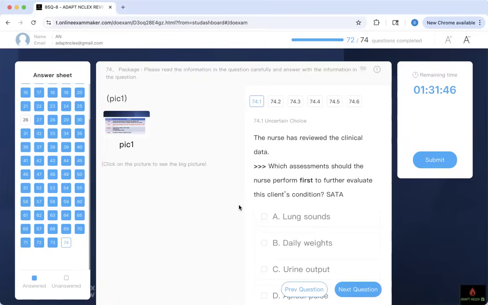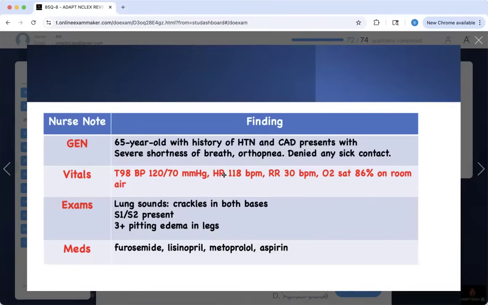The last question is a case study. I saved it for last so that you have two case studies. Are you ready? Let's get to it. It's straightforward. A 65-year-old male with a history of hypertension and coronary disease presents with shortness of breath and orthopnea, and denies any sick contact. In the new test plan, they give you a few pieces of information and you have to figure out the rest.